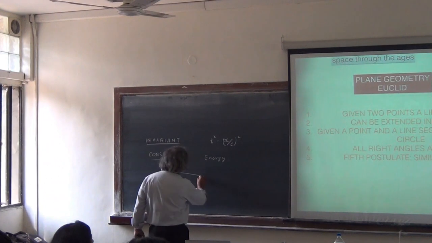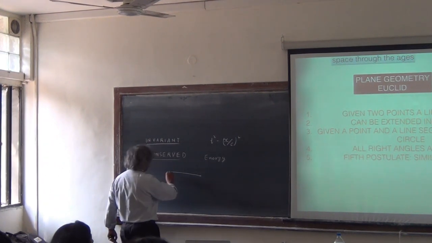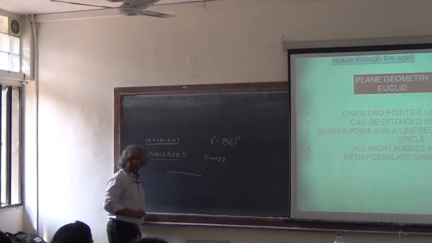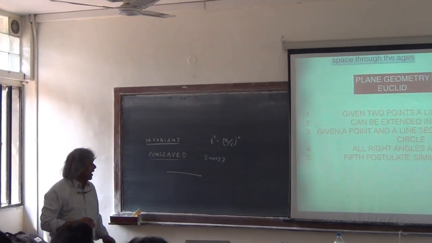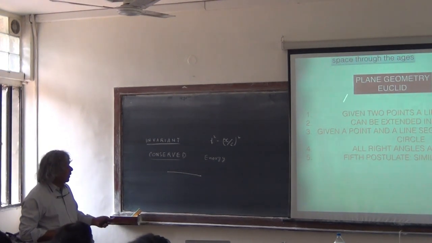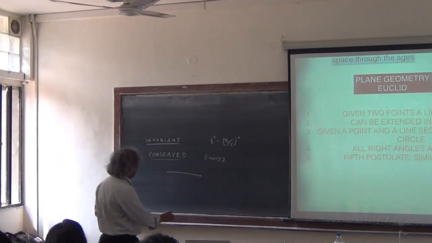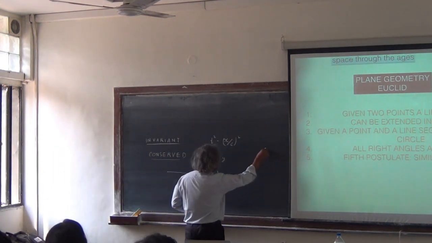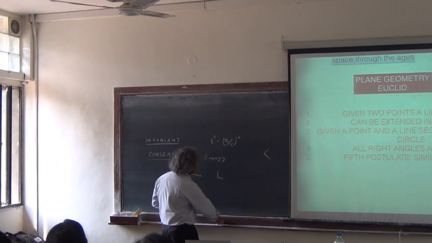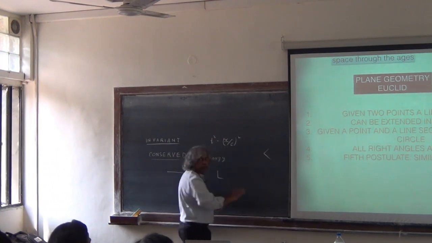Thirdly, given a point, let's say this point, and a line segment, I can draw a circle. Those are the axioms 1, 2, and 3. The fourth axiom states that all right angles are equal. That is, if I have a right angle here and a right angle here, I can take this by translation and rotation and put them on top of that one.